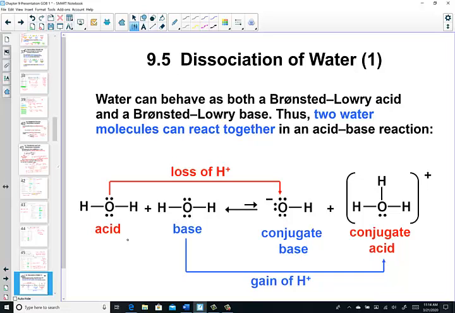So, when water behaves as both a Bronsted-Lowry acid and a Bronsted-Lowry base, we call it amphoteric. It can behave as an acid and a base. Two water molecules can actually collide together in an acid-base reaction. In one scenario, if water is acting as the acid, it forms a conjugate base, hydroxide. In the second scenario, if water acts as the base and accepts the proton, it forms its conjugate acid, hydronium. There is a proton transferred between two water molecules.